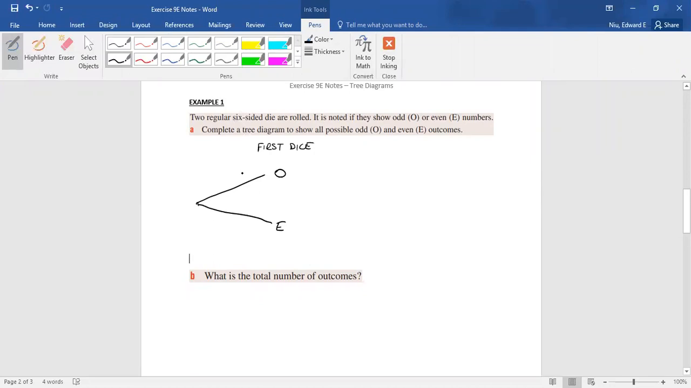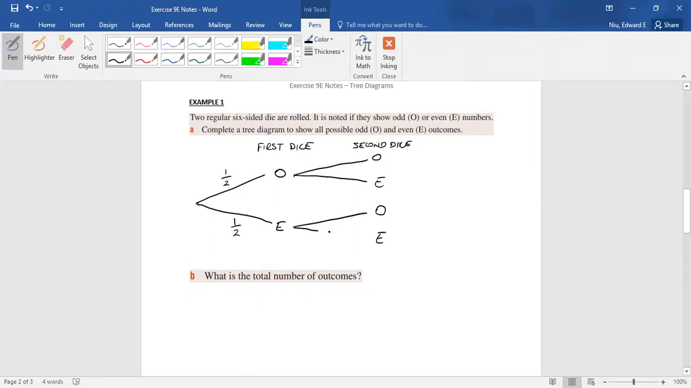So there's 6 numbers on the dice, 3 numbers are odd. So we've got a 3 in 6 chance, which is also a half chance. And then we've got a 3 out of 6 chance of getting an even, which is also a half chance. After this, we've got the second dice. And what we have is the same sort of similar outcomes. We can get an odd, we can get an even after we've gotten an odd on the first dice. Or if we got an even on the first dice, we can still get an odd or an even.